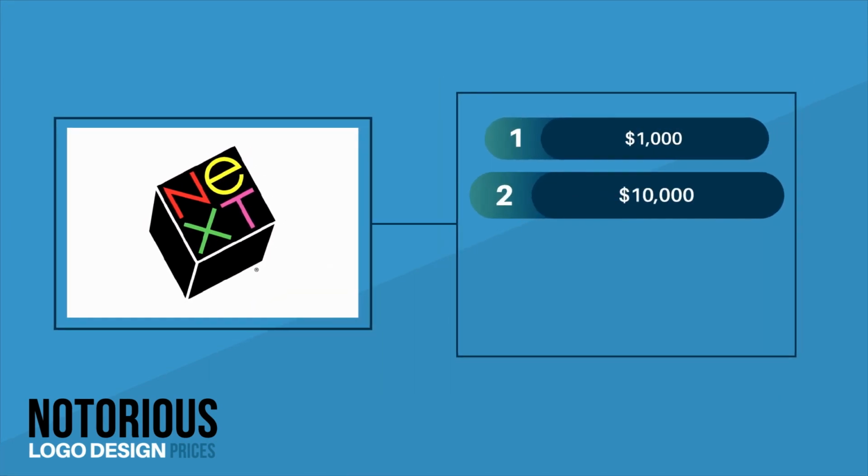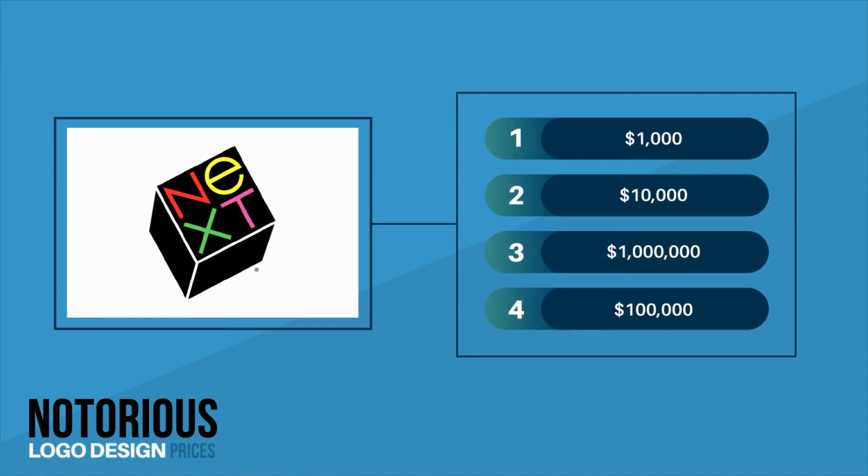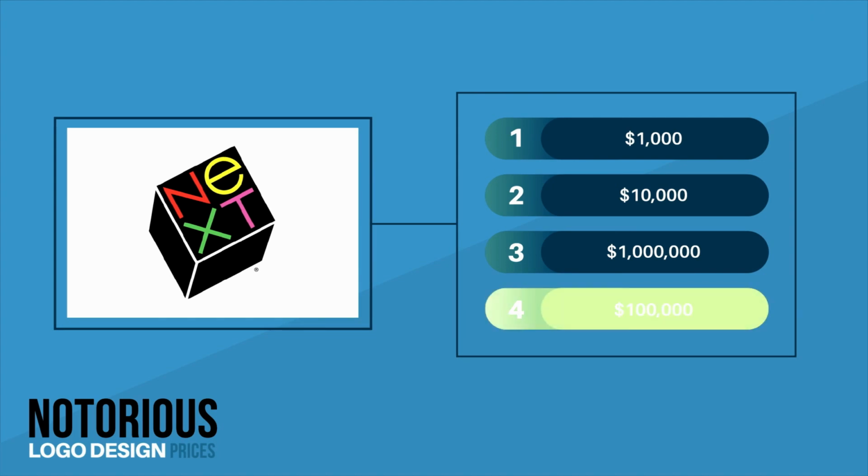The fourth logo design today was again designed by Paul Rand, and it was for a computer company, the owner being Steve Jobs back in 1986. But how much do you think it cost? So this time, Paul Rand earned 3 times more than the previous entry on this list, and the logo sold for $100,000.